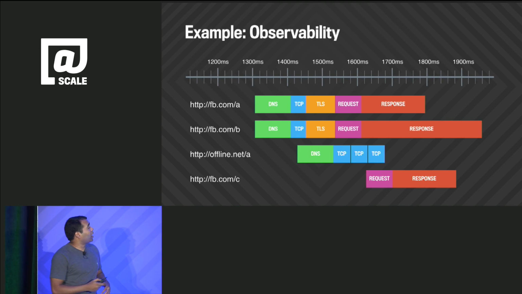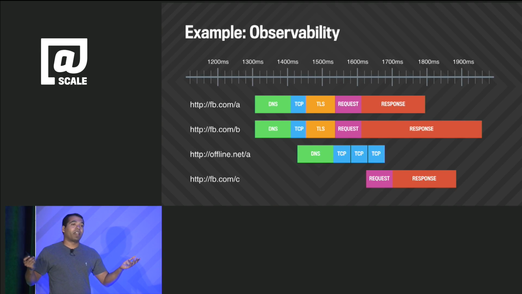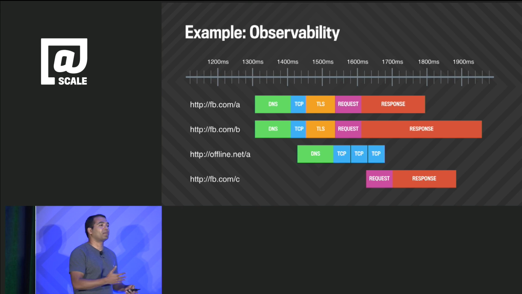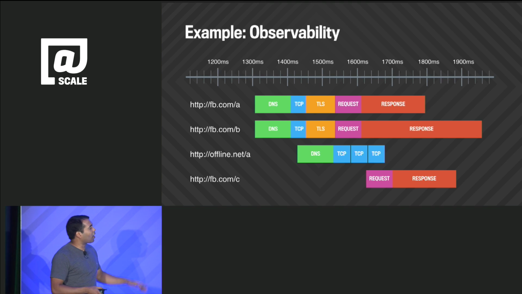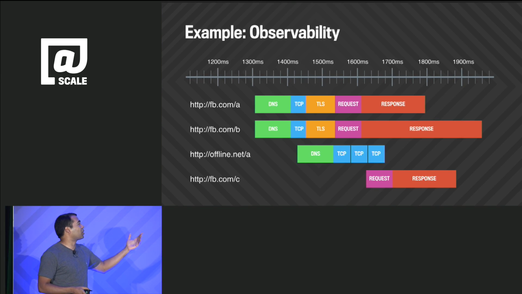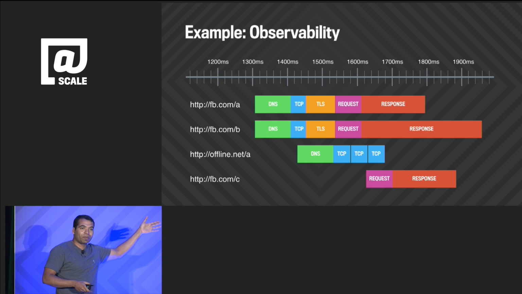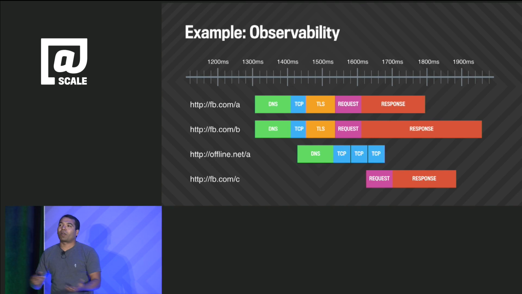Then offline.net, as the name suggests, probably it's offline. The DNS goes through, and TCP tries to connect a few times and gives up. That's pretty obvious. And fb.com, again, is an interesting case, because only a few seconds back, we connected to the same domain. So DNS results come out of the cache.